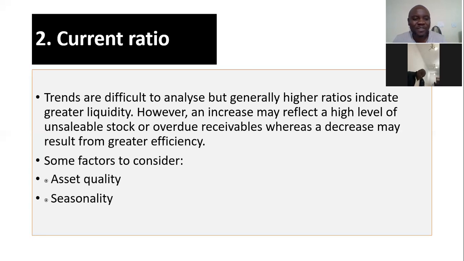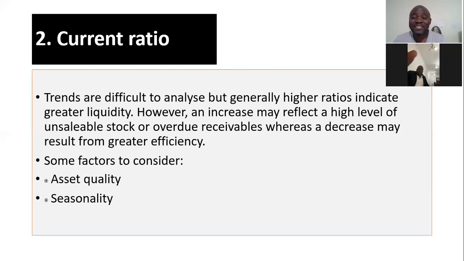And here to consider, obviously, you're looking at the asset quality, like I was saying. You're looking at the composition of your current assets. What's the asset quality in it? And that is what I'm explaining. You're also looking at seasonalities. So from the current ratio, now you can move on to the acid test ratio.